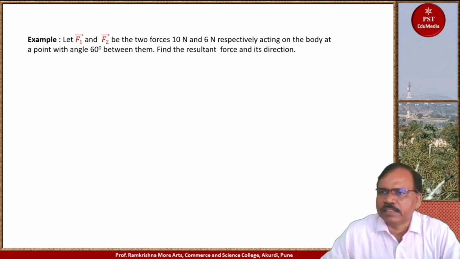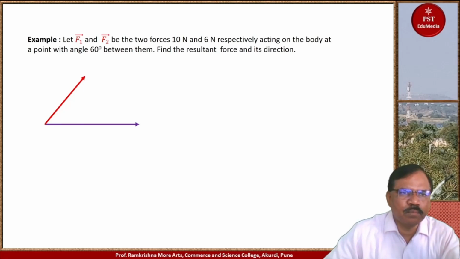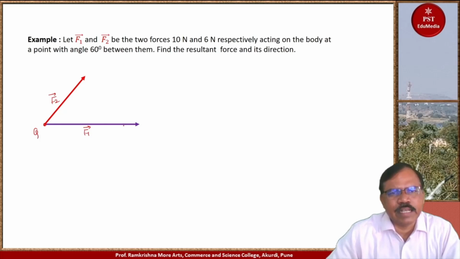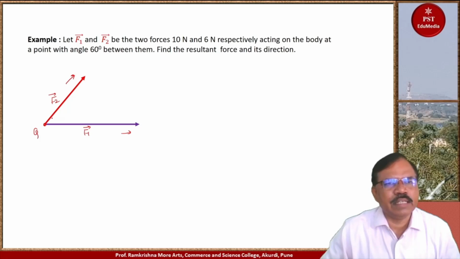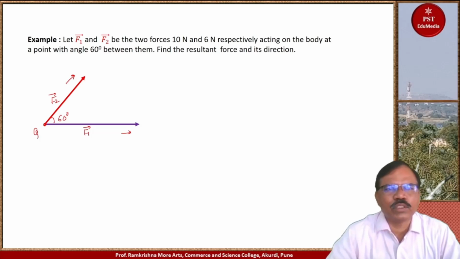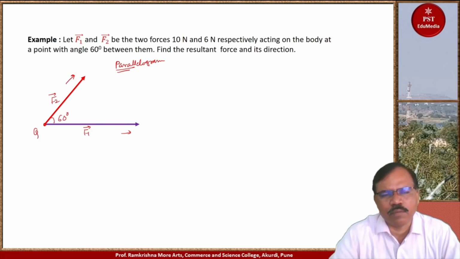Now how can we find this? Suppose here the body is placed at point O and we have F1 force acting here and F2 force acting here. So F1 is acting along this direction, F2 is acting along this direction. They are not collinear forces and the angle between them is 60 degree. So what is the resultant force? To find the resultant force we can use the parallelogram method, the parallelogram of two vectors.